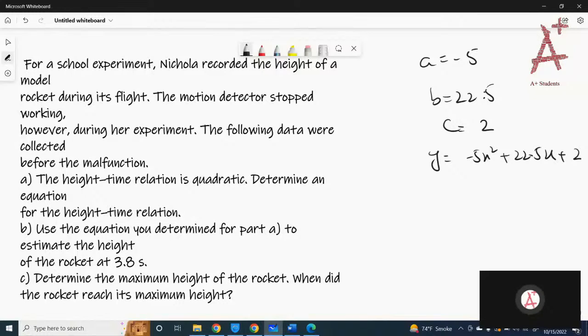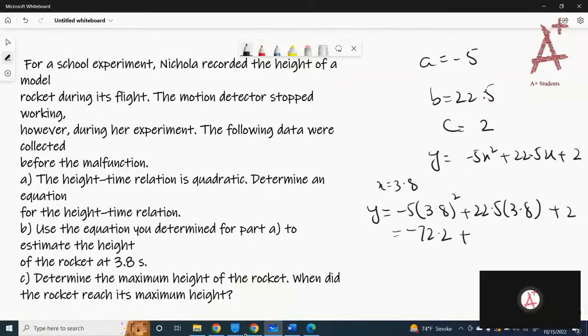B part, use the equation you determined for part A to estimate the height of the rocket at 3.8 seconds. So basically you have to substitute x equals 3.8 in the equation. Y equals -5 times 3.8 squared plus 22.5 times 3.8 plus 2. So 3.8 squared times 5 is negative 72.2, plus 85.5, plus 2. When you add them, it would be 15.3. That means the height is 15.3.